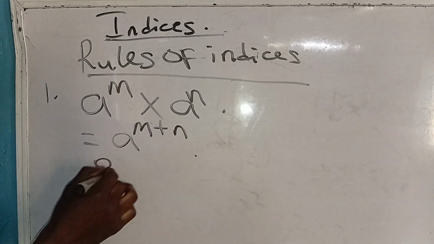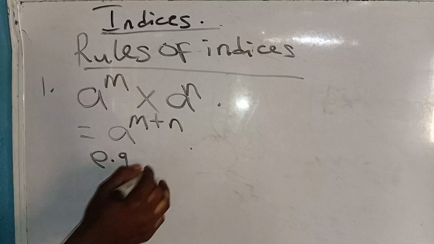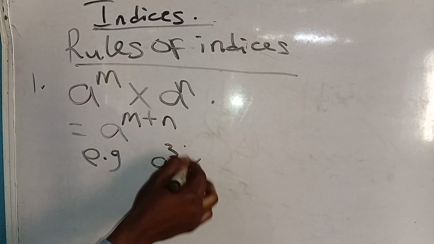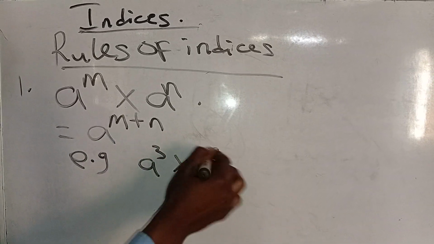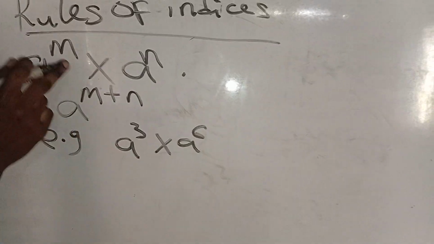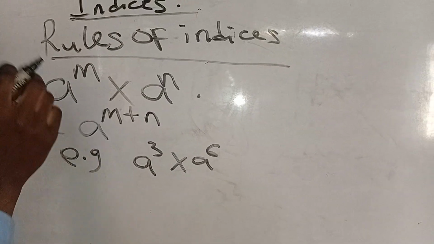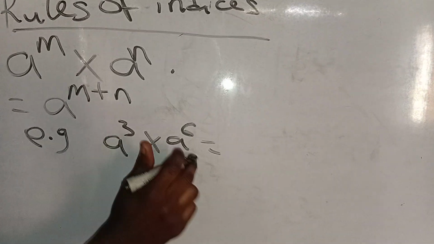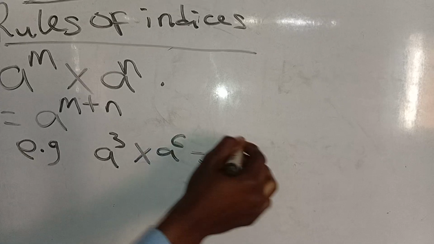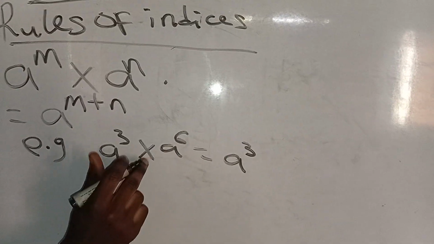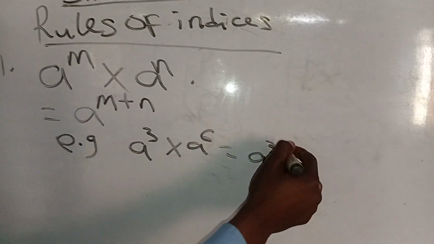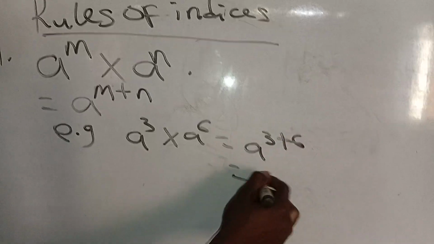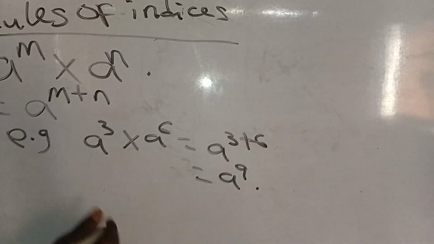So for example, let's talk about a raised to power 3 times a raised to power 6. By following the number one law, as in the first law, a is common here, just bring out a, then raised to power 3, then this times we change to addition, that is plus 6, which is equals to a raised to power 9. So that is that for that.